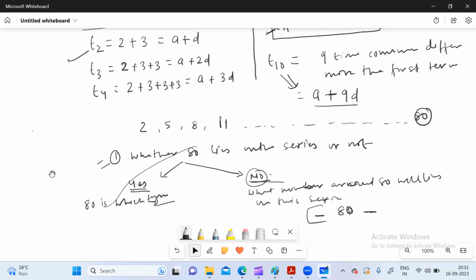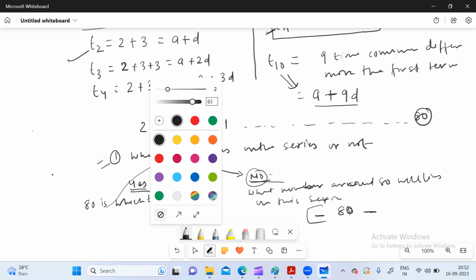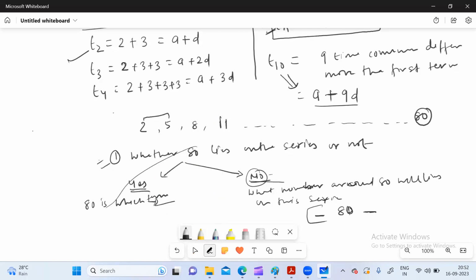So first we need to identify what is the criteria for a number to be on the series. What we see is that any number which is in the series is some multiple of the common difference away from the first term. The second term is one common difference away from the first term. The third term is two common differences away. The fourth term is three common differences. That's how every term is some multiple of the common difference away from the first term.